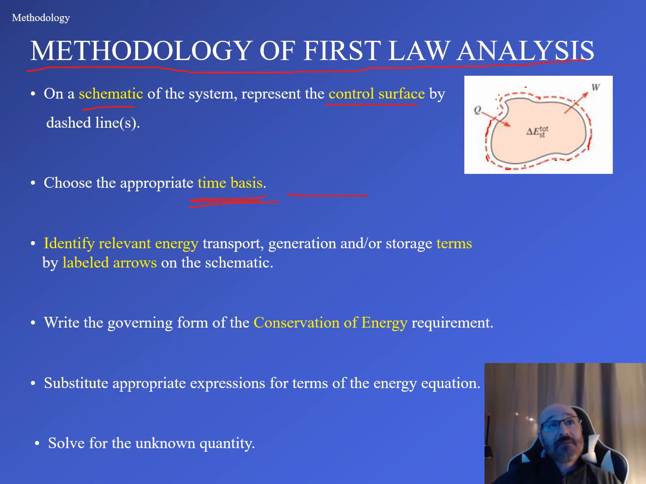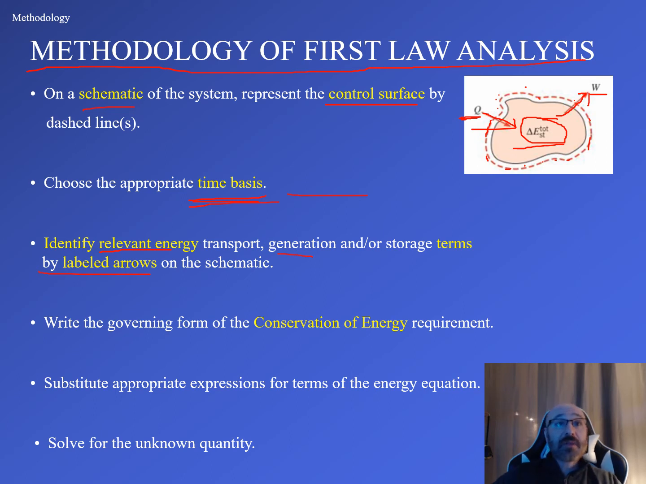Next, we want to identify relevant energy transport, generation, and storage terms by labeled arrows on our schematic. Is it work in, work done on the system, by the system? We can see that up here. There's our inflow, there's our outflow. There are the arrows pointing into the system, there's our arrow pointing out of the system. And here's our variable for our storage term inside the system.